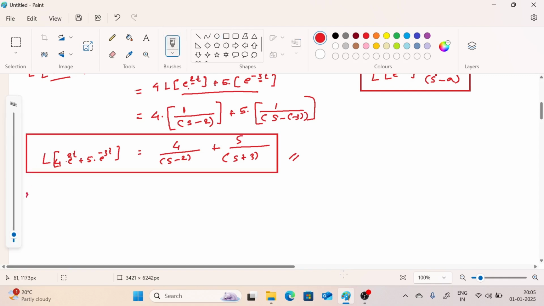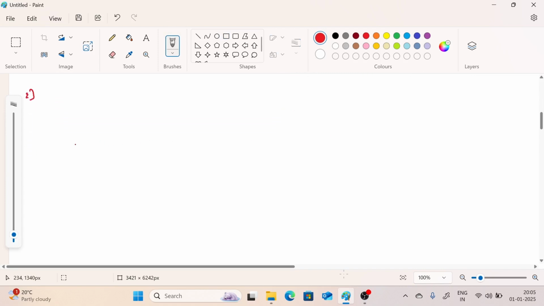Now, the second example. What is the second example? Okay, let me take (e raised to minus 2t plus e raised to 3t) whole square. Now we are going to find the Laplace of (e raised to minus 2t plus e raised to 3t) square.